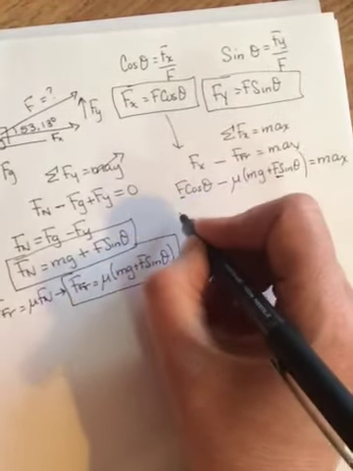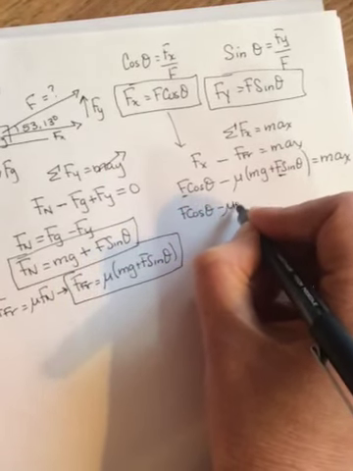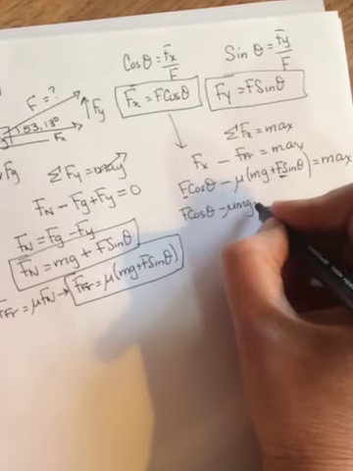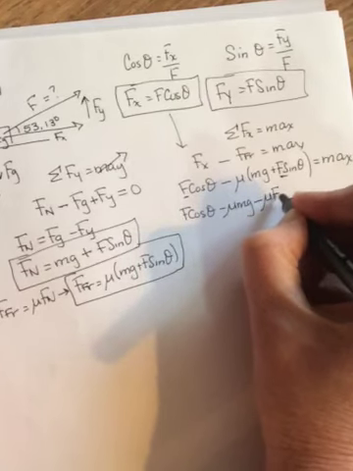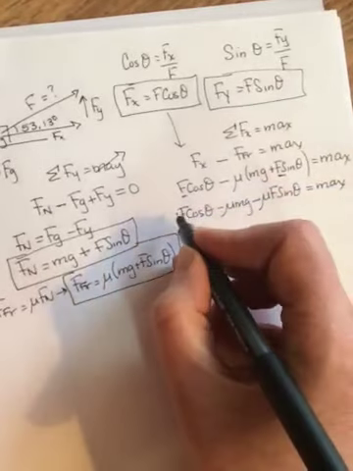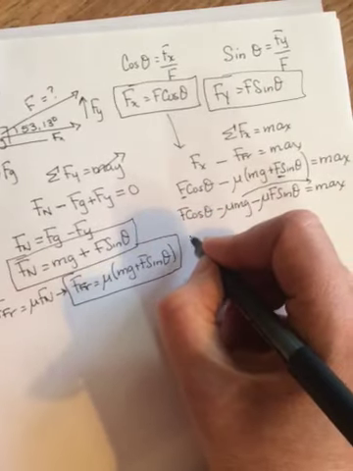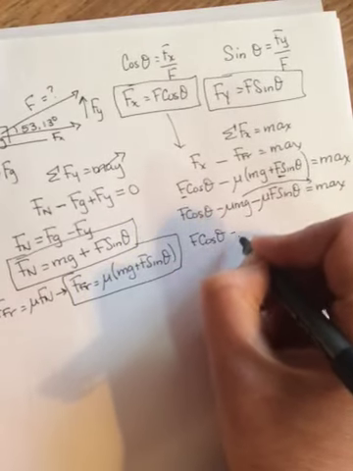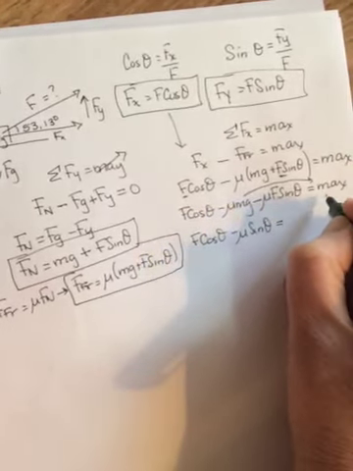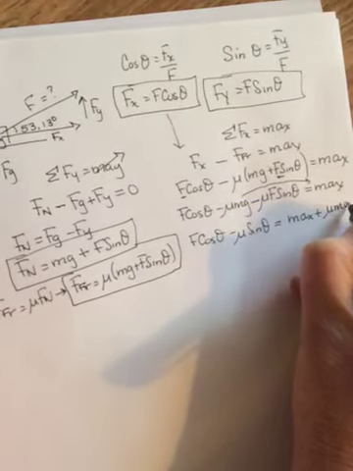So multiply through by the negative mu. And it'll become F cos theta minus mu mg, and then negative mu times F sine theta is going to be negative mu F sine theta is equal to max. Now keep your two terms with F on one side, take your mu mg over to the other side, so it'll be F cos theta minus mu F sine theta is equal to max plus mu mg.